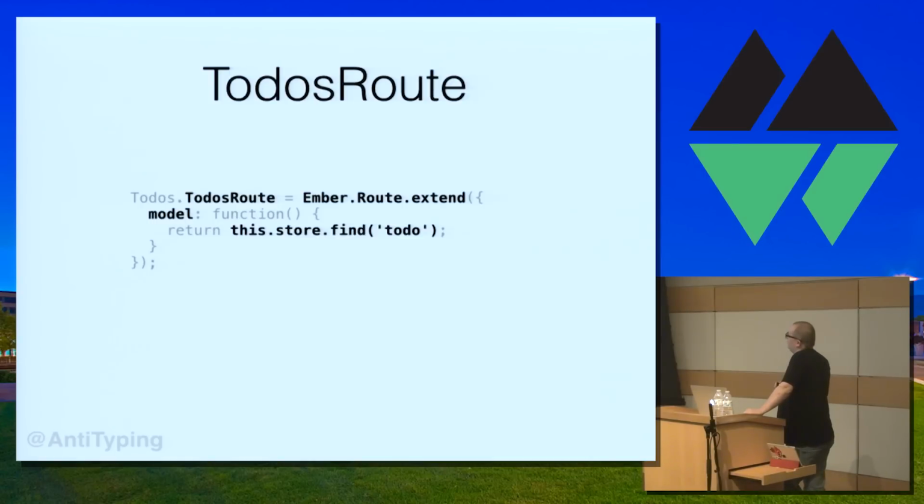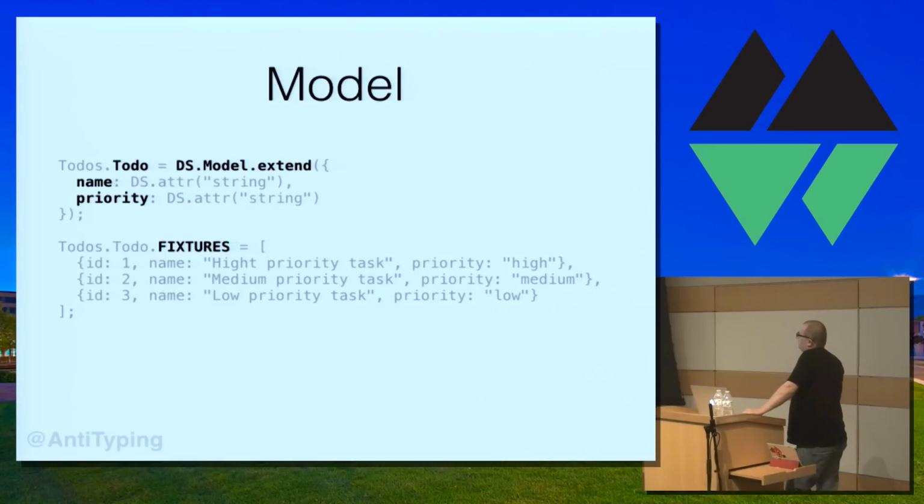But for this to work, we have to define a model. And for the model to be injected in our template, we have to define it on a route. So we're going to define the route where we define the model attribute, and we're going to get all the to-dos from our store. Our data store, for it to work, we need a model, right? So we also have to define the model, and we define it by defining to-do, which extends from the DS model, and it has two properties, name and property.